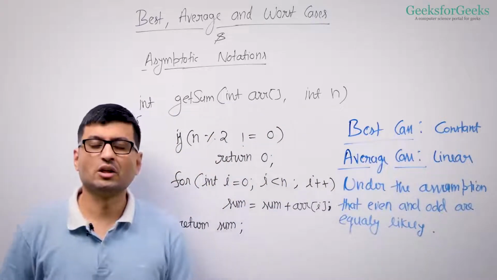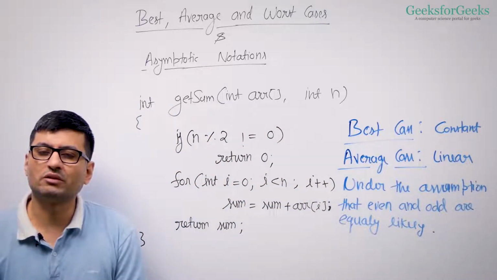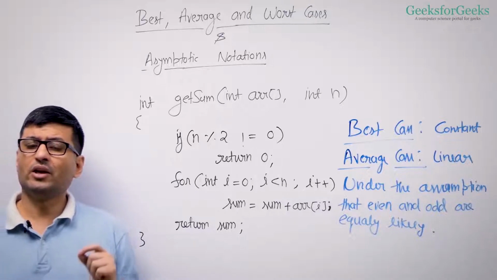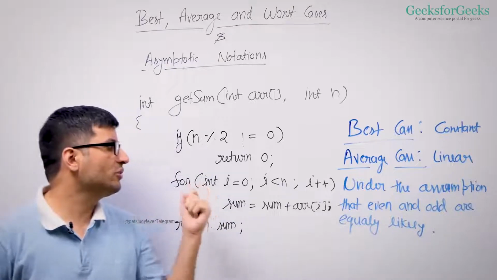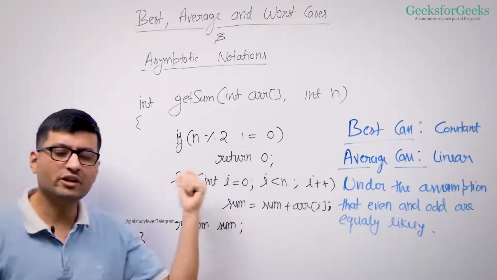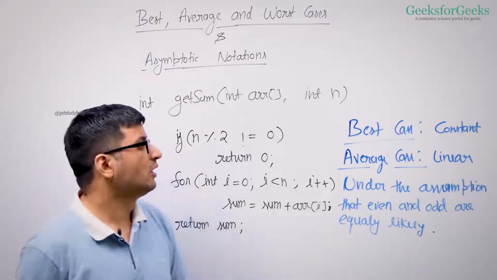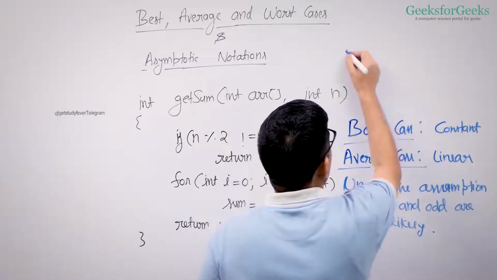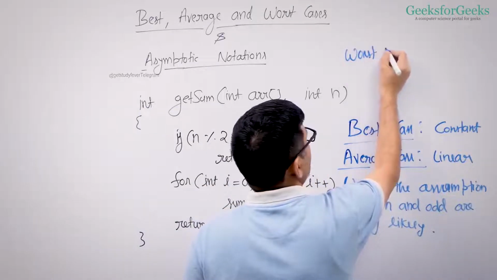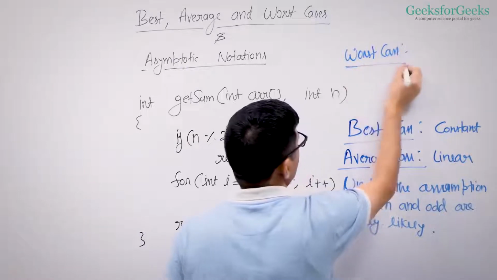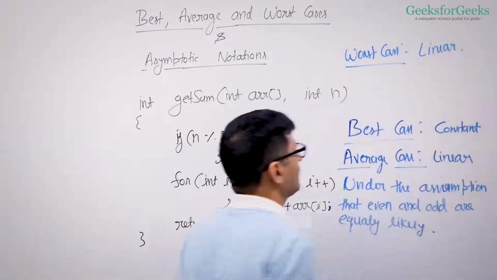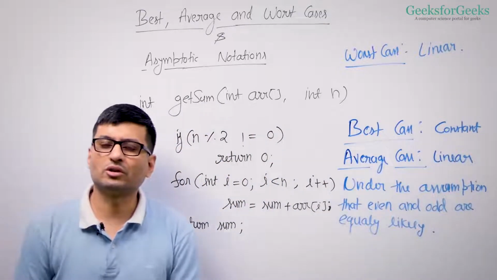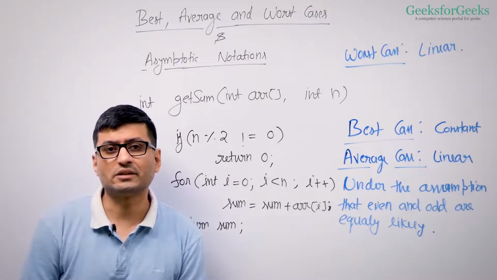Now worst case. What is the worst case time complexity of this function? In worst case, your n will be even. When n is even, it's always going to take linear time. Doesn't matter. So worst case for this algorithm, or this code, is linear. That's the order of growth of this function for 3 different cases.